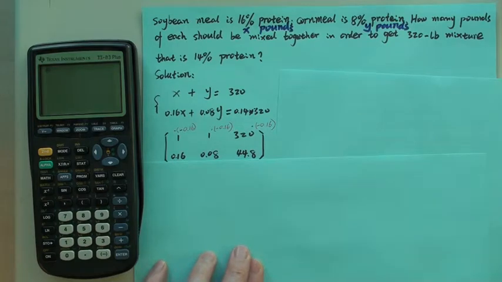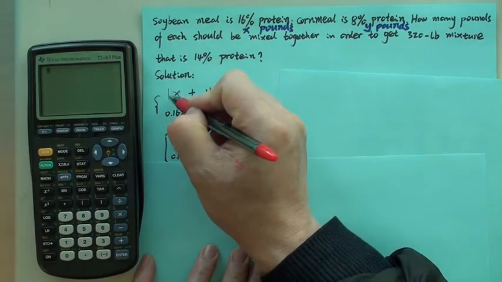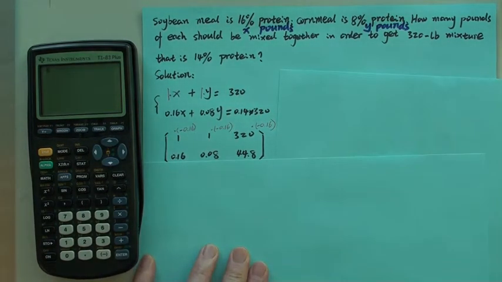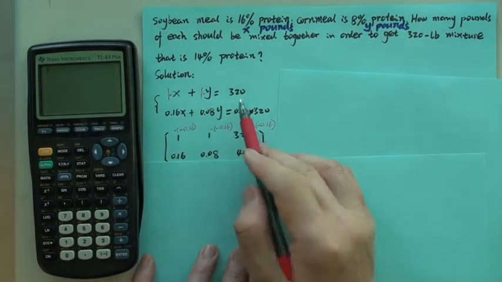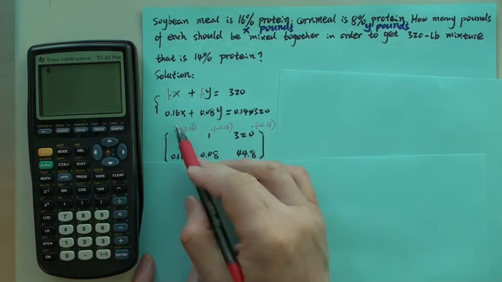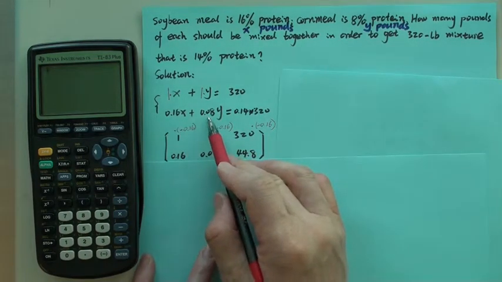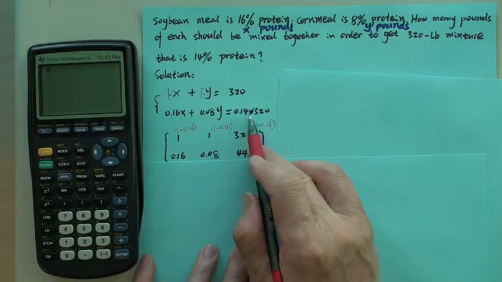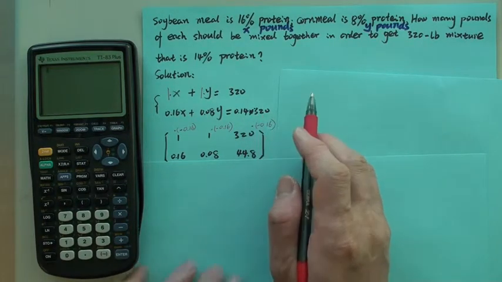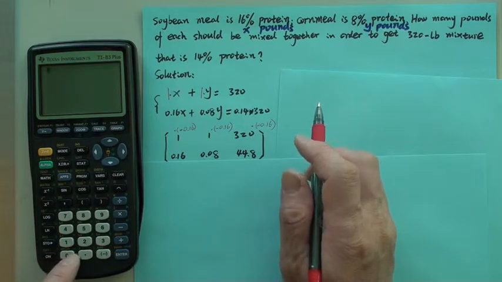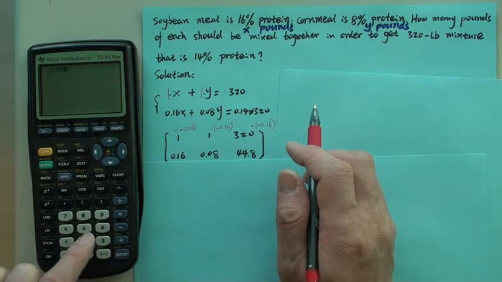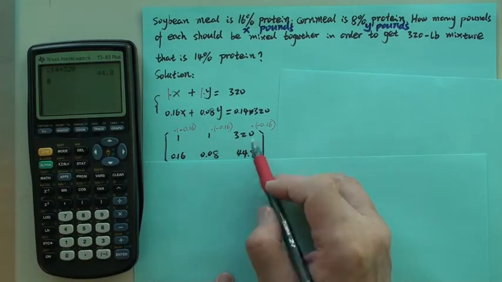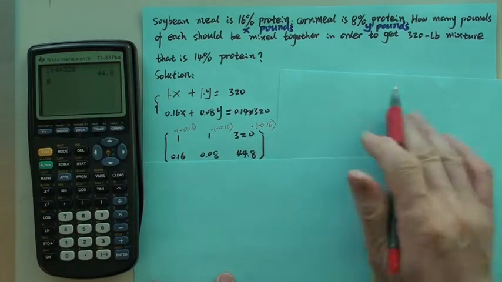Here the coefficients of X and Y are 1, 1, and then 320. And then here is 0.16, here is 0.18. Now, here we have 0.14 times 320. What do we get? 0.14 times 320 we get is 44.8. That's how we get here.